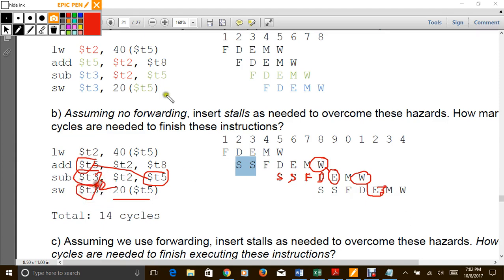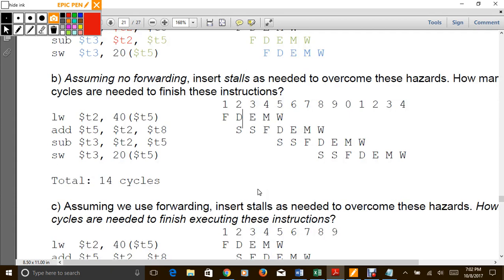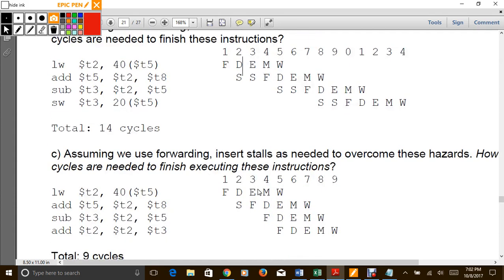So there's your thing. So you add them up, and it becomes 4 total cycles. Now, part C, now we're inserting data forwarding. So let us go through this.